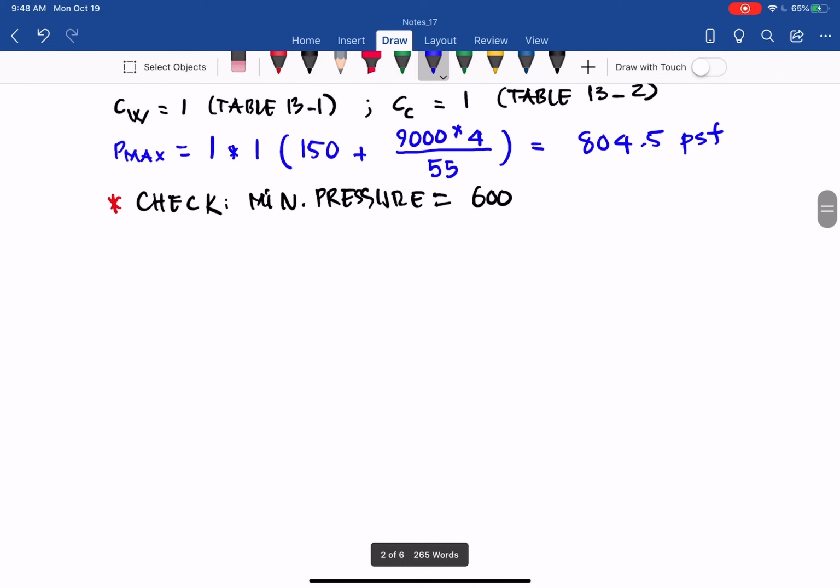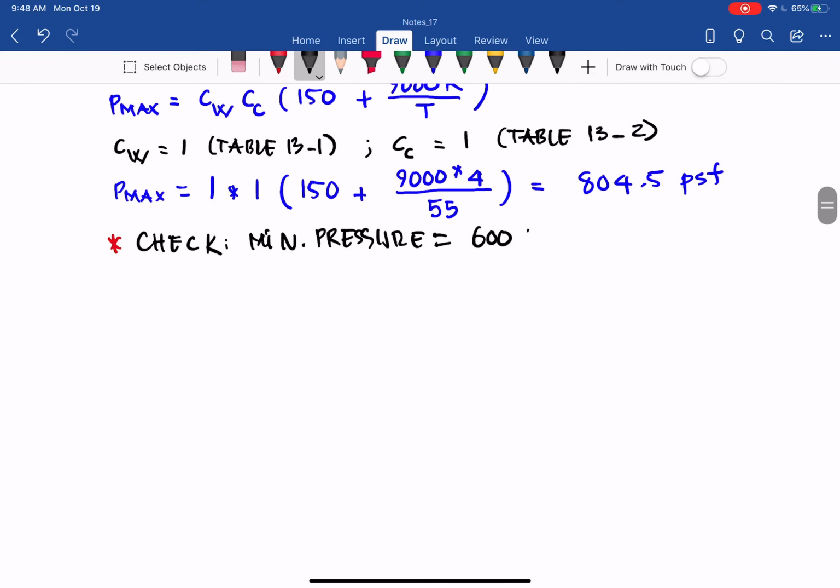So you have 600 CW and we have 5.1, so it will be 600 times 1, it will be 600 pound per square foot. And then we have maximum pressure, and it equals WH, assuming it is 100% fluid, just like water.